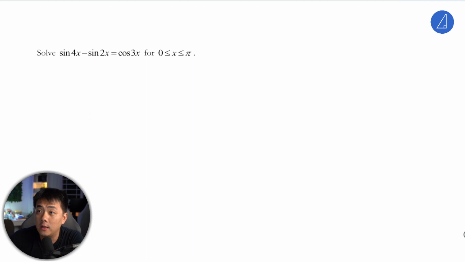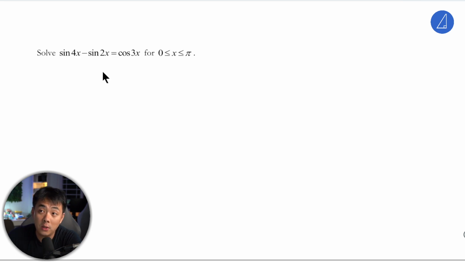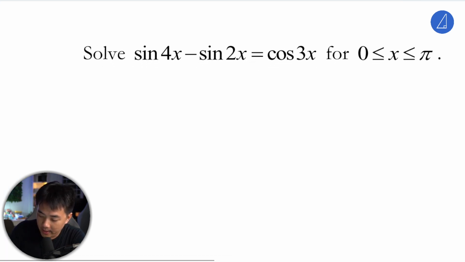So let's look at this question, which is on solving this equation. It's a pretty interesting one because we have different angles here, which are 4x, 2x, and 3x. Generally we would change it to the same angle. The 4, 2, and 3 seem like we could use the double angle to change 4x to 2x, but it doesn't seem to solve the case of the 3x. So I think what we could do is just try and split this up.